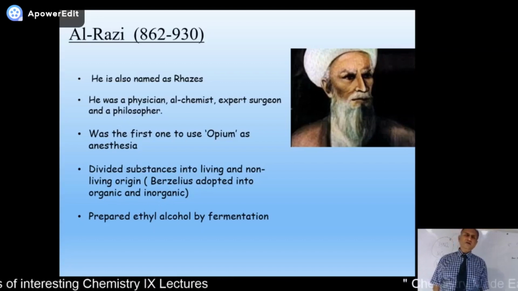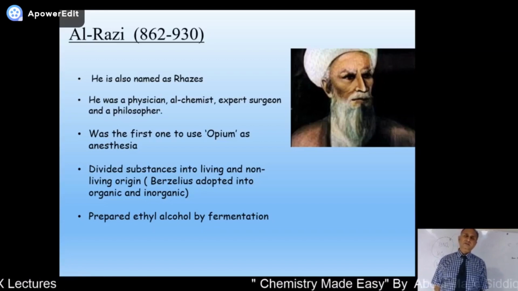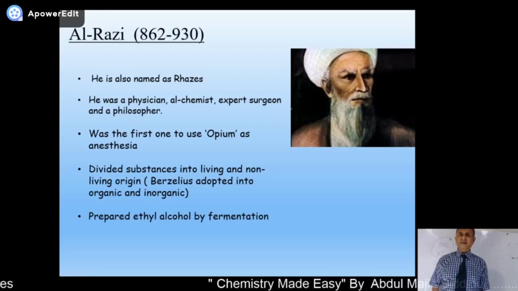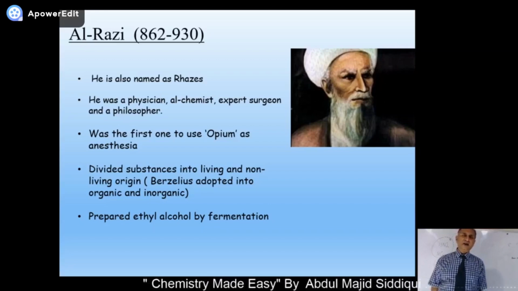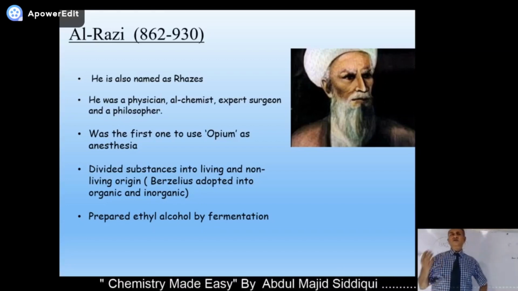he introduced opium as an anesthesia for the first time. What is opium? In local language, it is called afim. From opium, different drugs can be prepared, can be extracted, like heroin. Okay? So opium was first used as an anesthetic chemical compound by Mr. Al-Razi. And what else? His contribution.